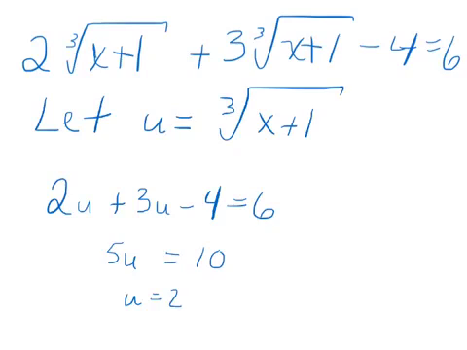What's the original variable? X plus 1. Just a variable. X, good. But we know u is set equal to this, right? So again, u is equal to this quantity, but u is also equal to 2. So they're equal to each other.